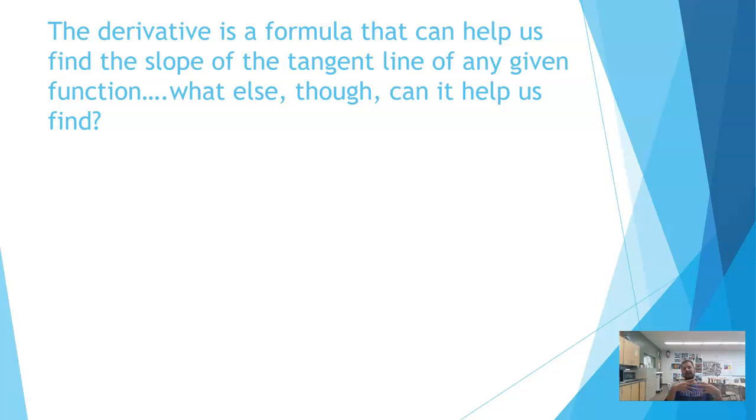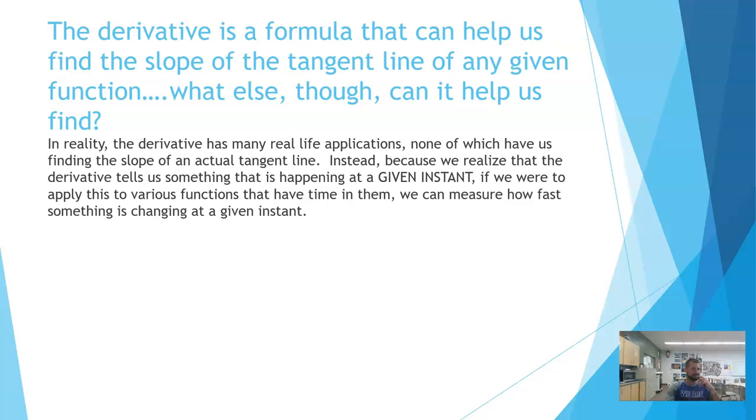Now, we've talked about the derivative as a formula to help us find the slope of the tangent line. And that is great when we're looking at things mathematically, but it seems like that's not that big of a deal. Why would we care what the slope of the tangent line is? Quite honestly, in a lot of ways, it's not that big of a deal. That slope just by itself, without any other context, would not be that big of a deal.